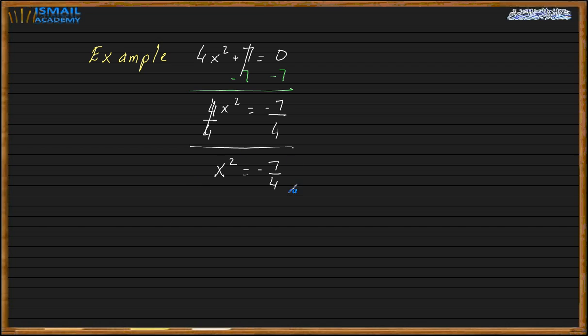You see, this is a contradiction. x squared is always positive. This is negative. Positive can never equal a negative number. So this is less than 0, impossible. Just say no real solution.